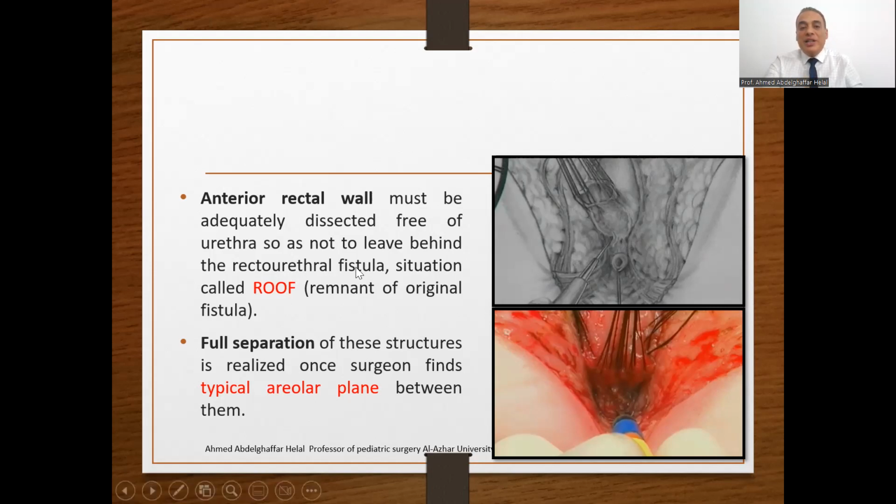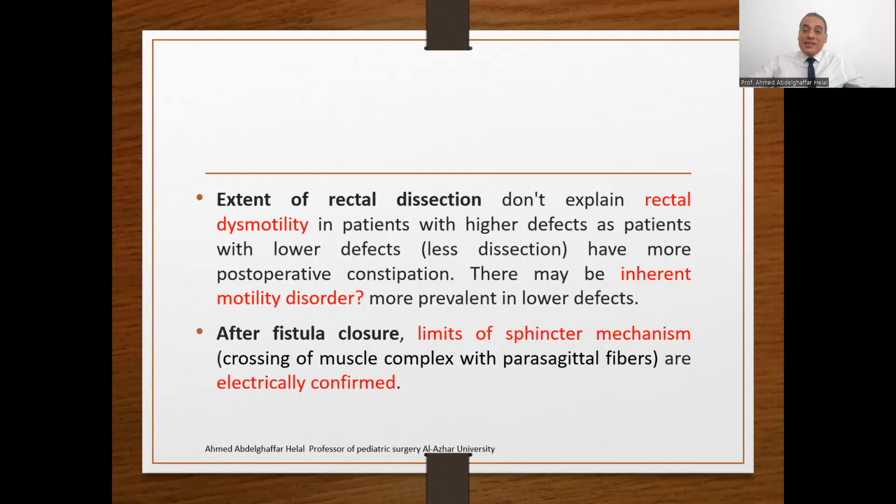Not to leave any remnant of the fistula, sometimes called roof or remnant of the original fistula. The full separation relies on the surgeon finding the typical areolar plane between them. Very difficult and very meticulous step. The extent of the dissection doesn't explain the rectal dysmotility in some patients with higher defects, as patients with lower defects may have more constipation. There may be inherited motility disorders more prevalent in the lower defect.